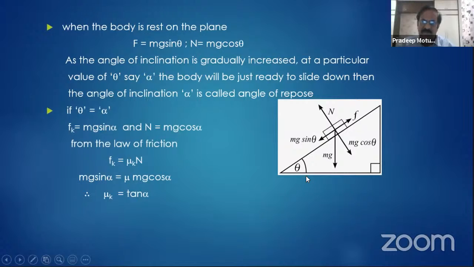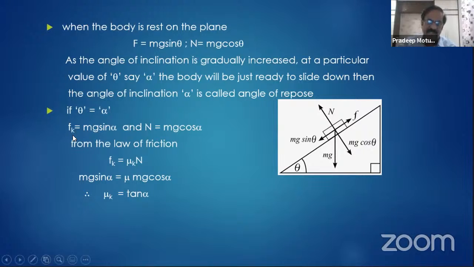If theta is equal to alpha, what does it mean? Suppose the inclination of the plane, this theta, increases. The slope increases like this. At that time, the body tends to move. Therefore Fk, that is kinetic friction, exists between these two surfaces. When the body is in motion, what type of friction exists? Kinetic friction. If the body is at rest on the surface, what type of friction is it? Static friction. Remember this.